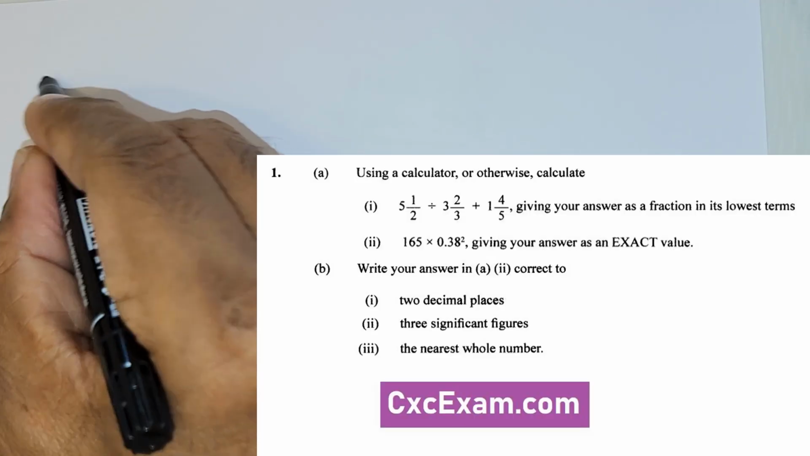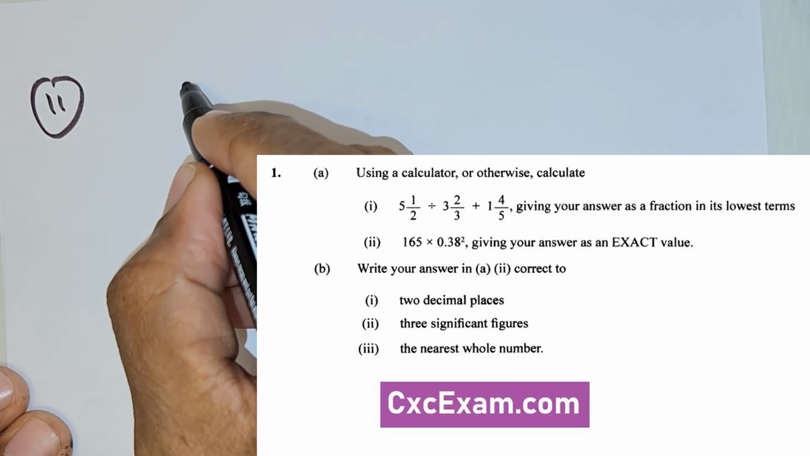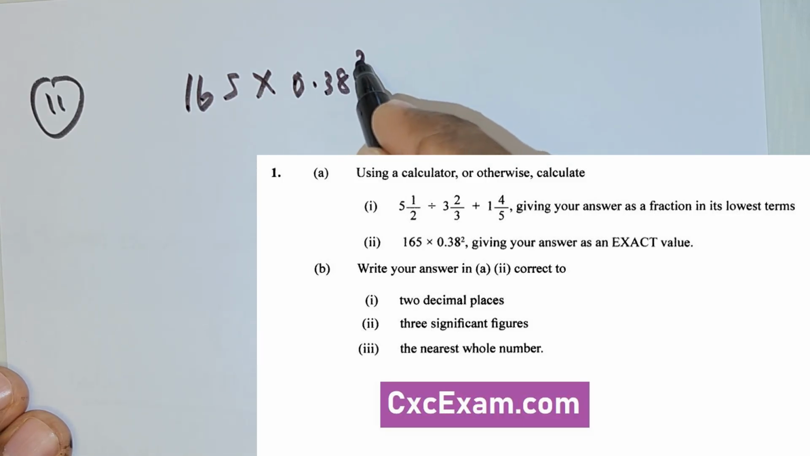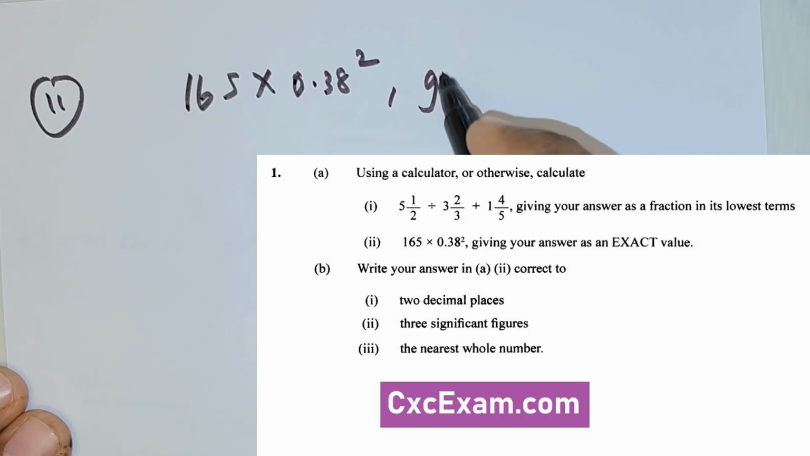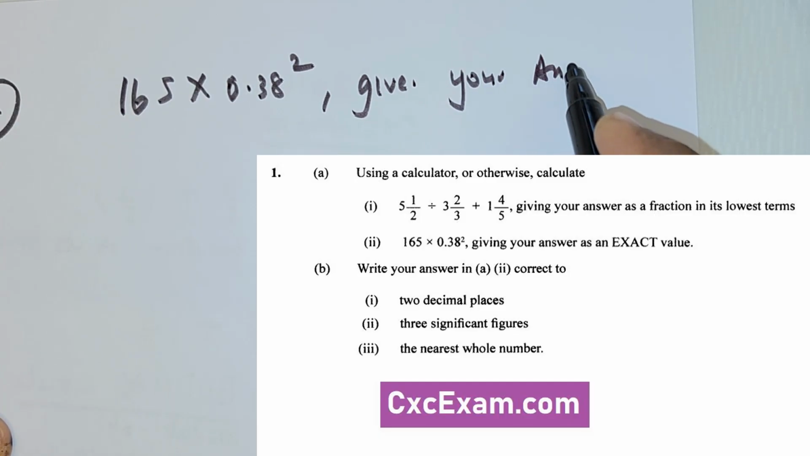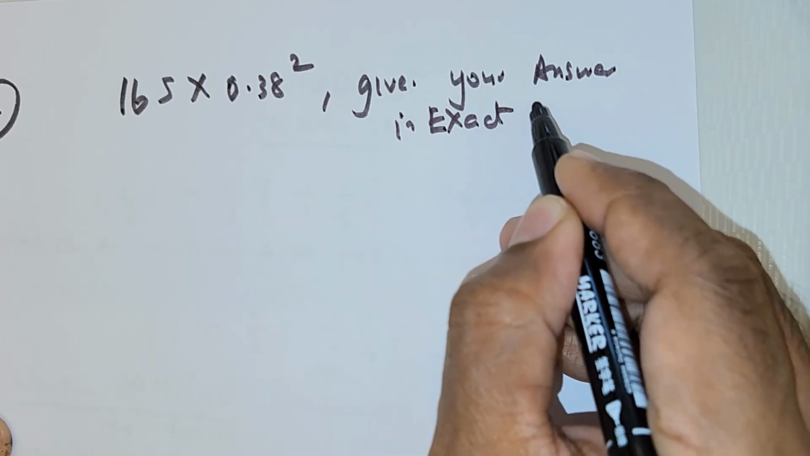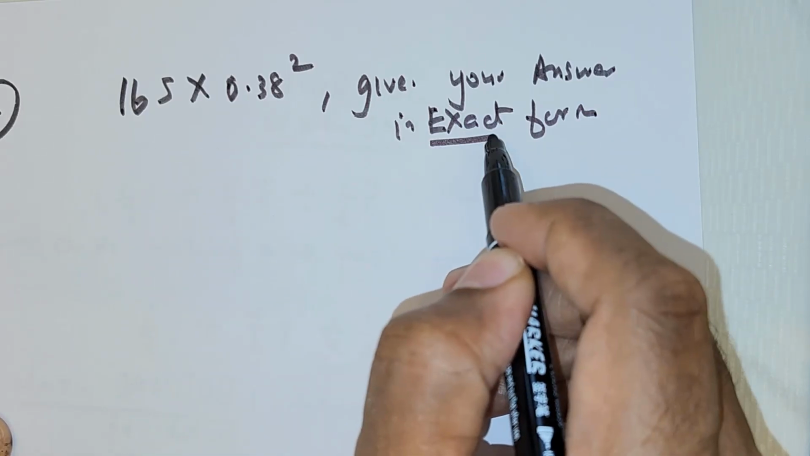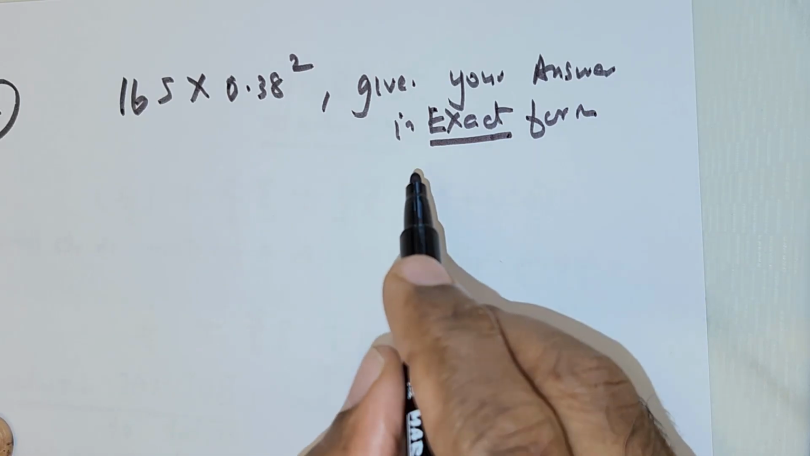Now this is the next question. We are given 165 times 0.38 squared. Give your answer in exact form. Now this is a very important question because they have used this keyword, exact form.